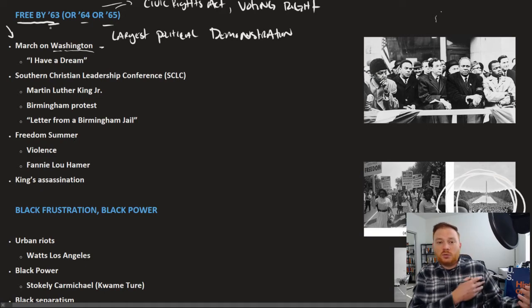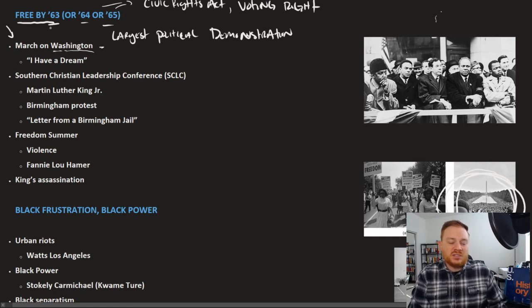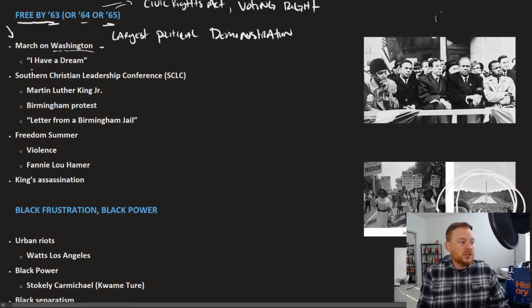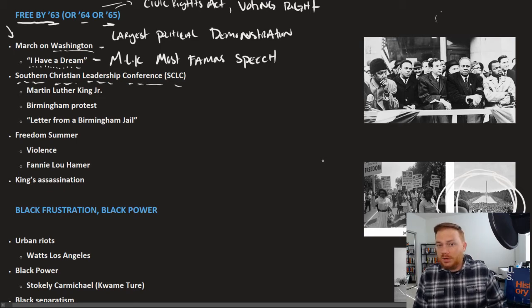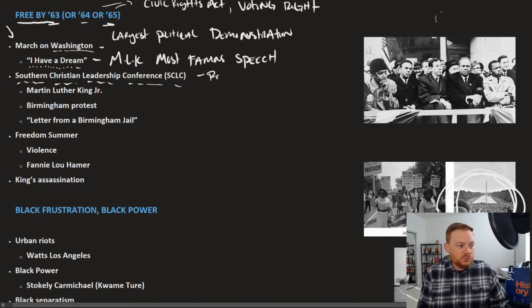This was also the centennial of the Civil War. The Civil War ended in 1865, so it was coming on the 100-year anniversary of that. It's where, at this March on Washington, Martin Luther King Jr. gave his famous I Have a Dream speech, probably his most famous speech. His organization was the SCLC, which was a little bit different than groups like SNCC, which were much more about college students, or the Congress of Racial Equality, which were much more confrontational. This was much more religious.